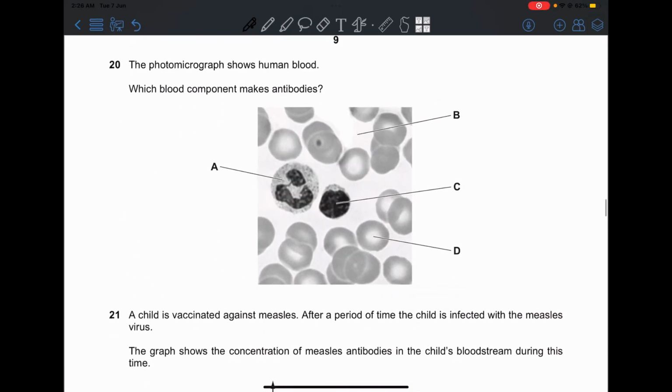Number 20, the photomicrograph shows human blood. Which blood component makes antibodies? Now we know that lymphocytes actually produce antibodies. So we're not going to be choosing D because D is a red blood cell. And we know that A is a phagocyte, so we can't be choosing that. It performs another process called phagocytosis. So we're going to be choosing C.